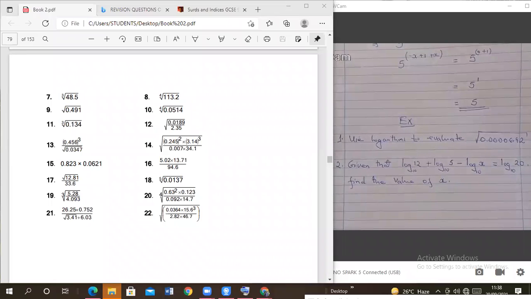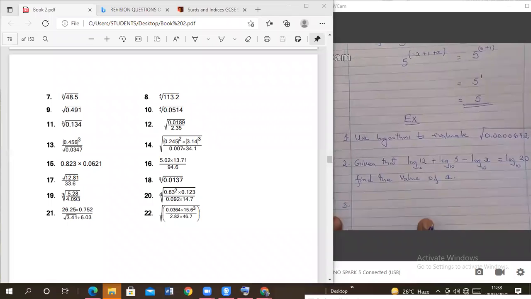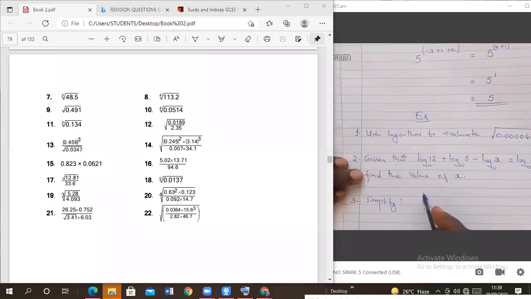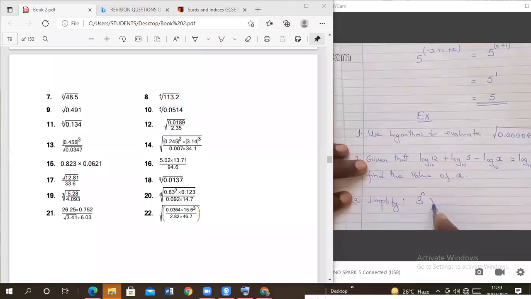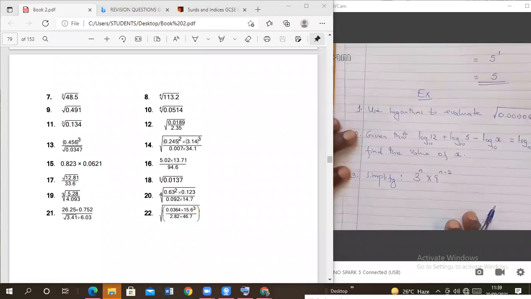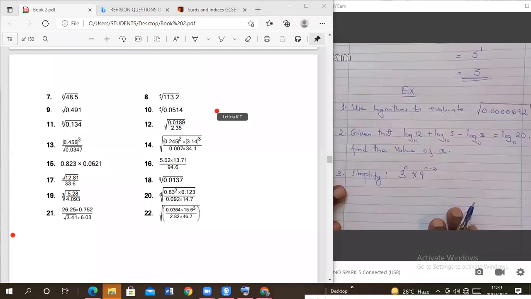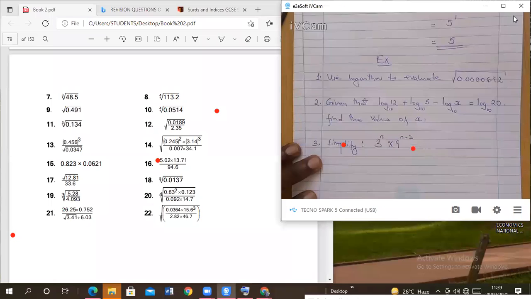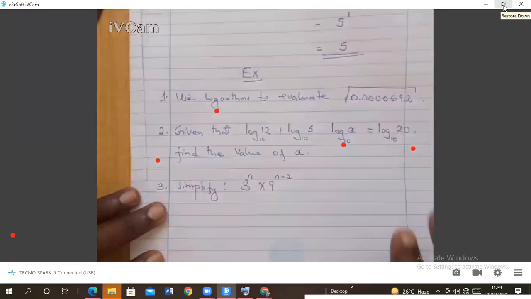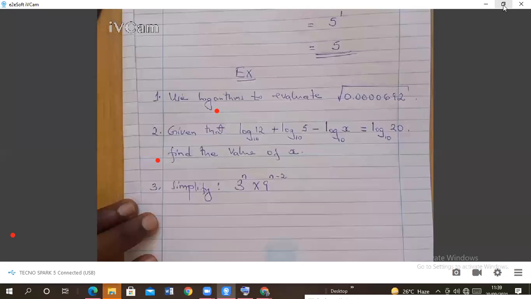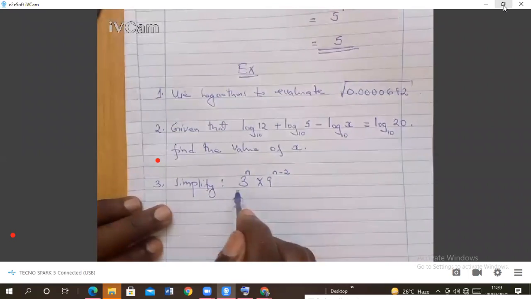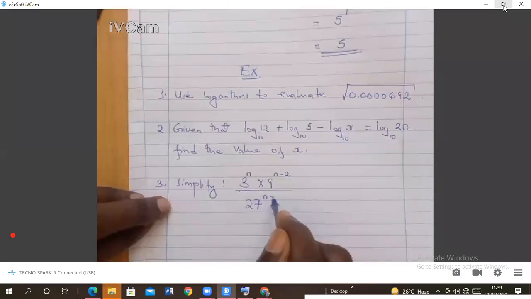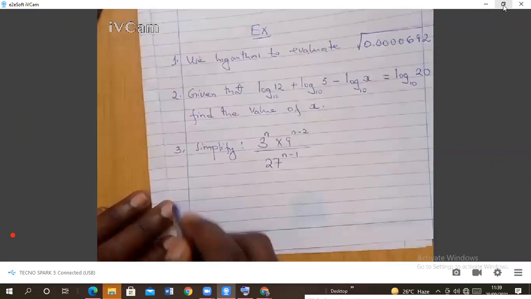Who has finished number one? Three. Simplify 3 to the power n times 9 to the power n, over 27 to the power n minus 1. Are you seeing it well now? Members, are you seeing it well? Yes. Number four.